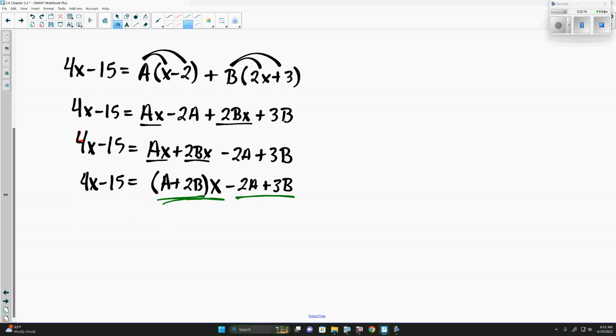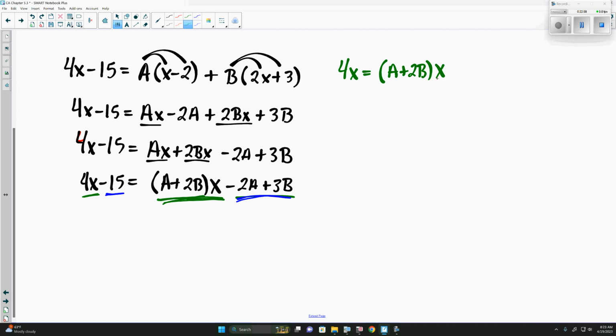So really for it to match up, our 4x is matching up with our a plus 2b times x. Use a different color. Our negative 15 is matching up with our negative 2a plus 3b. And so what this is telling us, using these two together, is that we can say 4x is equal to our a plus 2b times x.